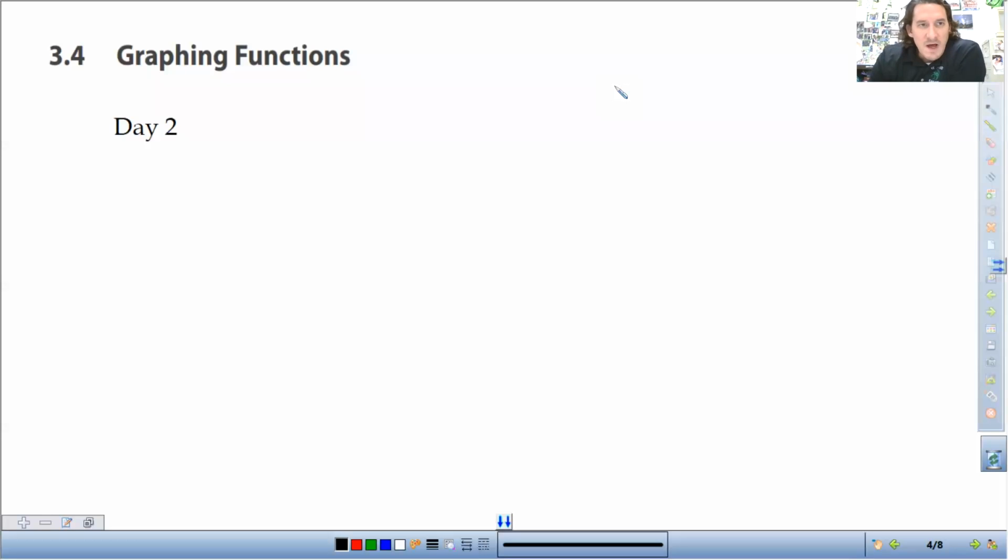All right, IM1 classes. Today we're going over graphing functions again. This time we're going to do some word problems with the functions. So day 2, this is going to be much like our last lesson, just more of the same. I'm just going to add in some scenarios here. So let's get right to it.